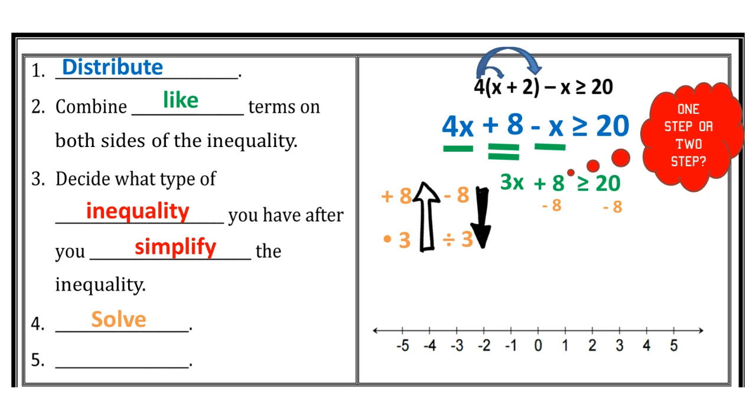Subtract 8 from both sides, it's going to give me my identity on the left, so I'm left with just 3x plus 0, which is just 3x. 20 minus 8 is 12. Then I said I'm going to divide both sides by 3. So x is greater than or equal to 4. The inequality symbol stayed the same the entire time. The only time it changes is when you multiply or divide by a negative.